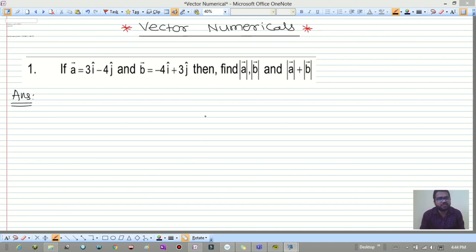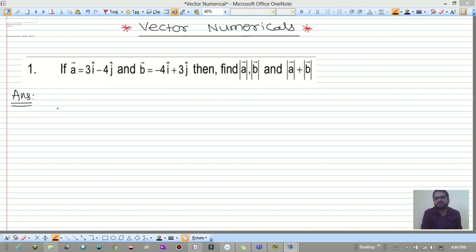Today's topic of discussion is vectors numericals. In this first numerical, as you can see, a bar is equal to 3i hat minus 4j hat, and b bar is equal to minus 4i hat plus 3j hat. Then we want the magnitude of a bar, the magnitude of b bar, and the magnitude of a bar plus the magnitude of b bar.